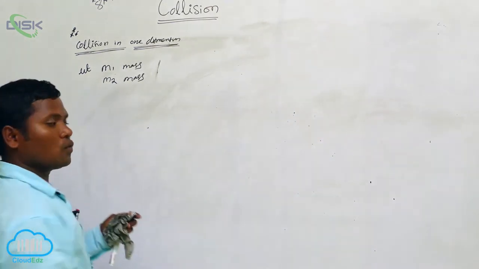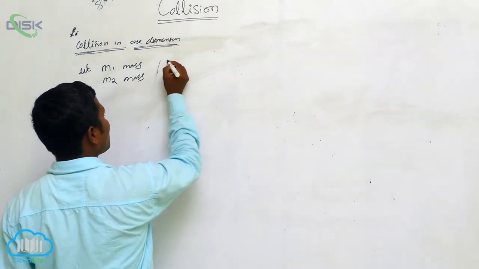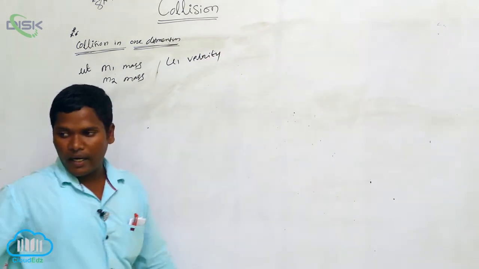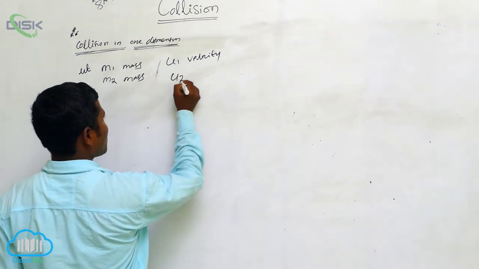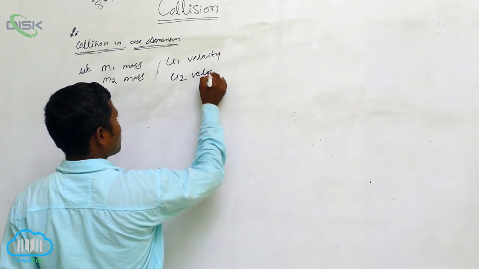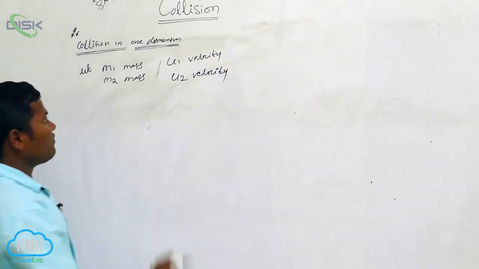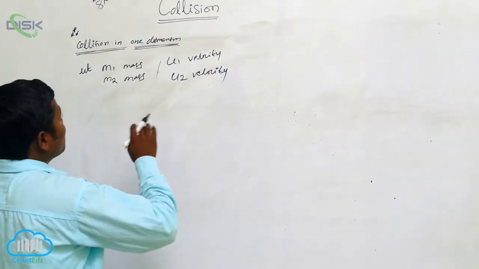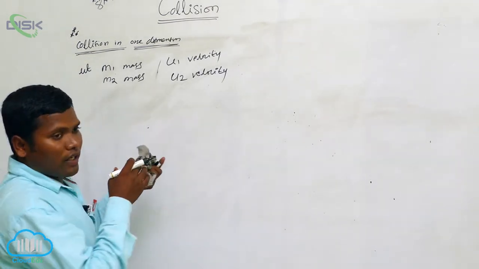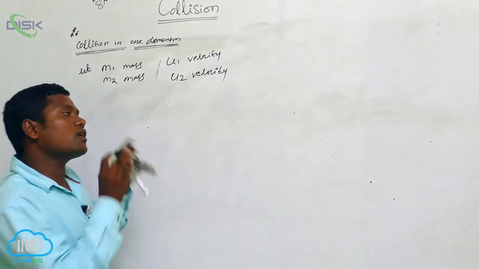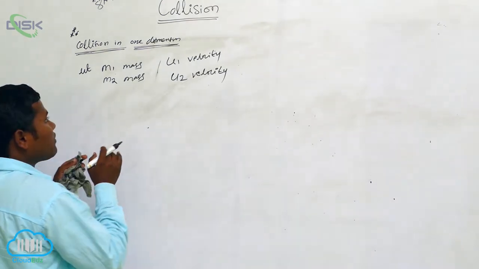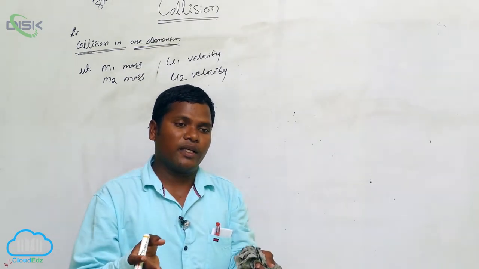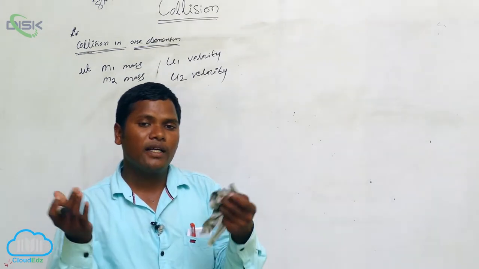Okay, here how many masses are there? Two masses are there. For that purpose, you have to consider the u1 velocity, and next one you have to consider the u2 velocity. Okay, M1 has U1 velocity, M2 has U2 velocity. This is the initial condition, when they are at a normal position. So after some time, what happens? Collision is happening. Then they will change their momentum and kinetic energy.